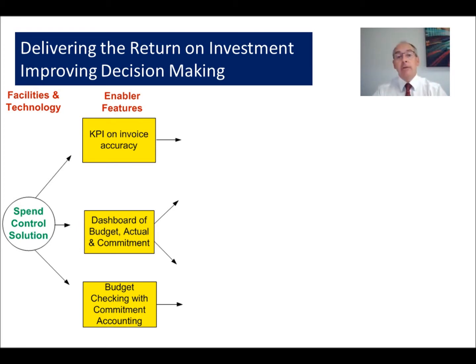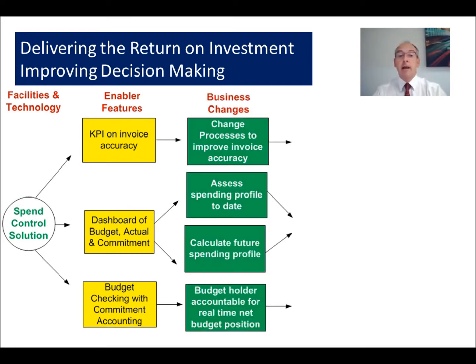The first relates to key performance indicators on invoice accuracy. The second one is a dashboard that we can see on our spend, showing our budget, our actual and our commitment. And the third one is the budget checking that we have in place with commitment accounting. Now let's go through these in turn and have a look at the business benefits those enabler features should deliver.